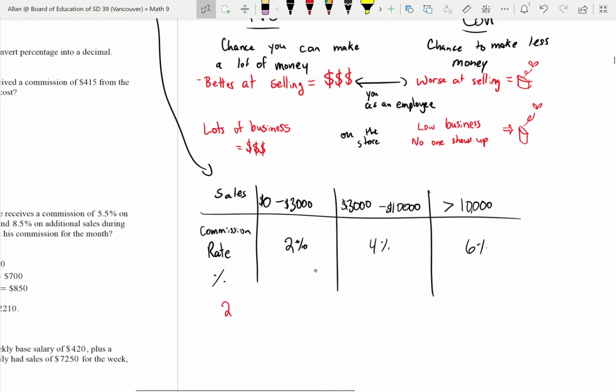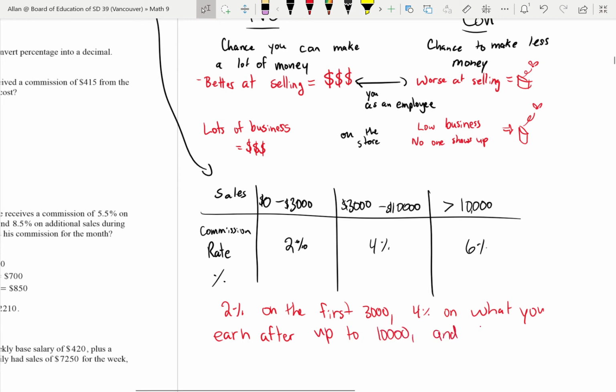So the way you can think about this is 2% on the first $3,000, 4% on what you earn after that up to $10,000, and finally 6% for anything after.